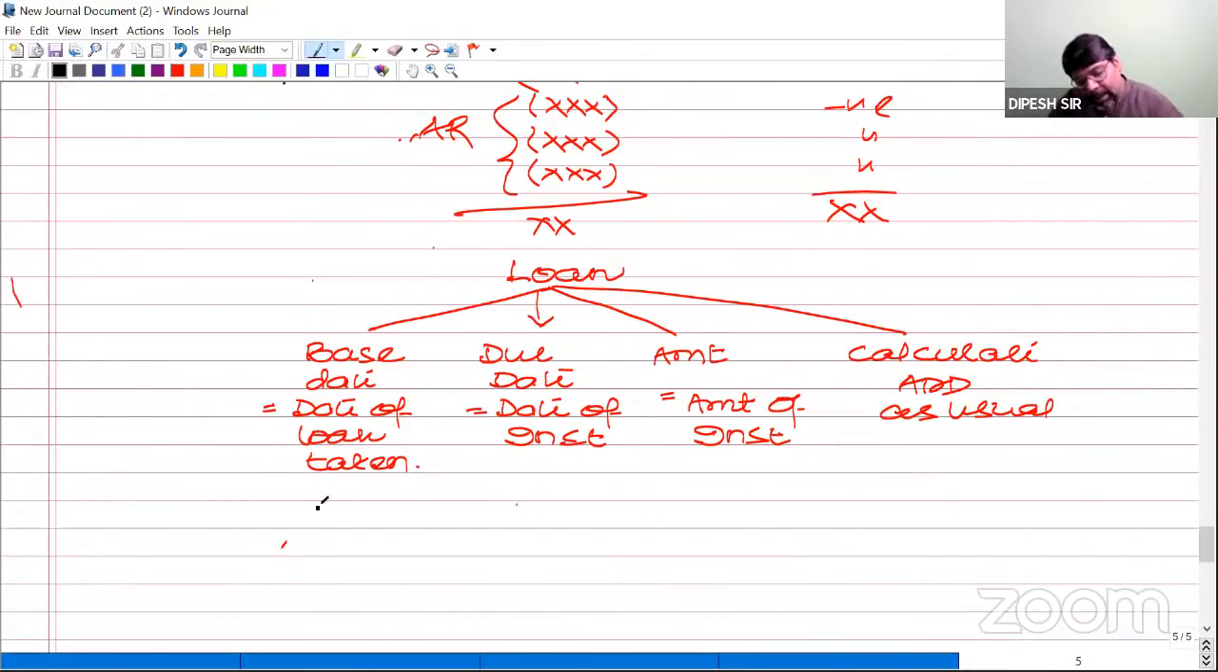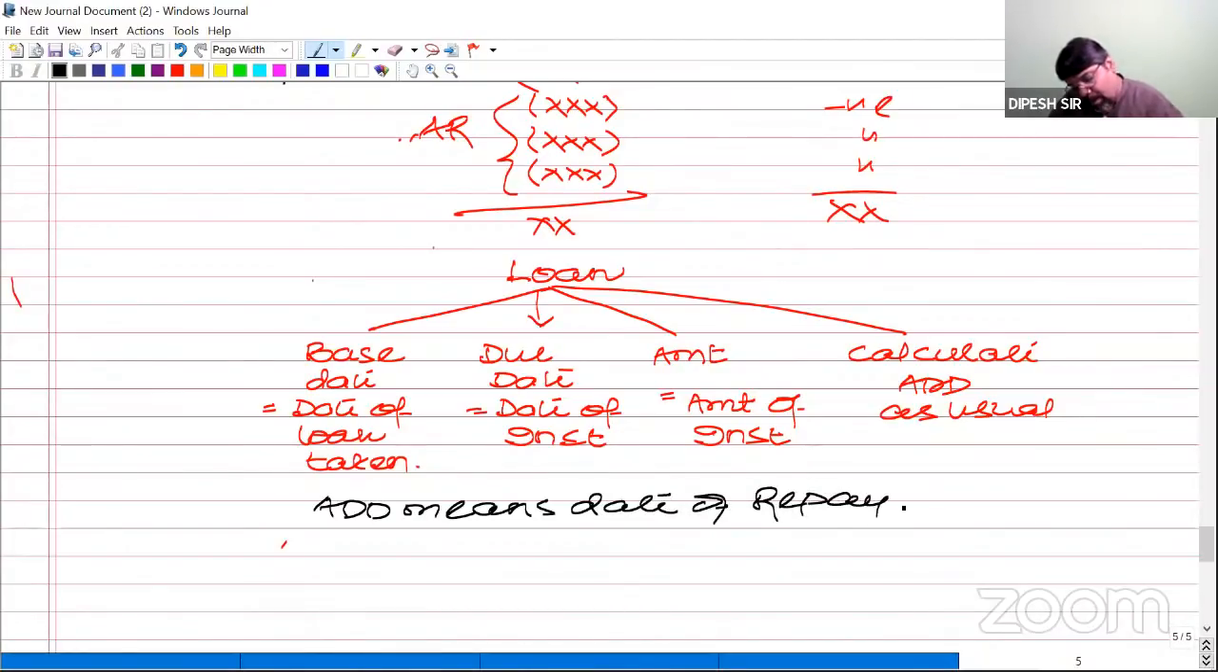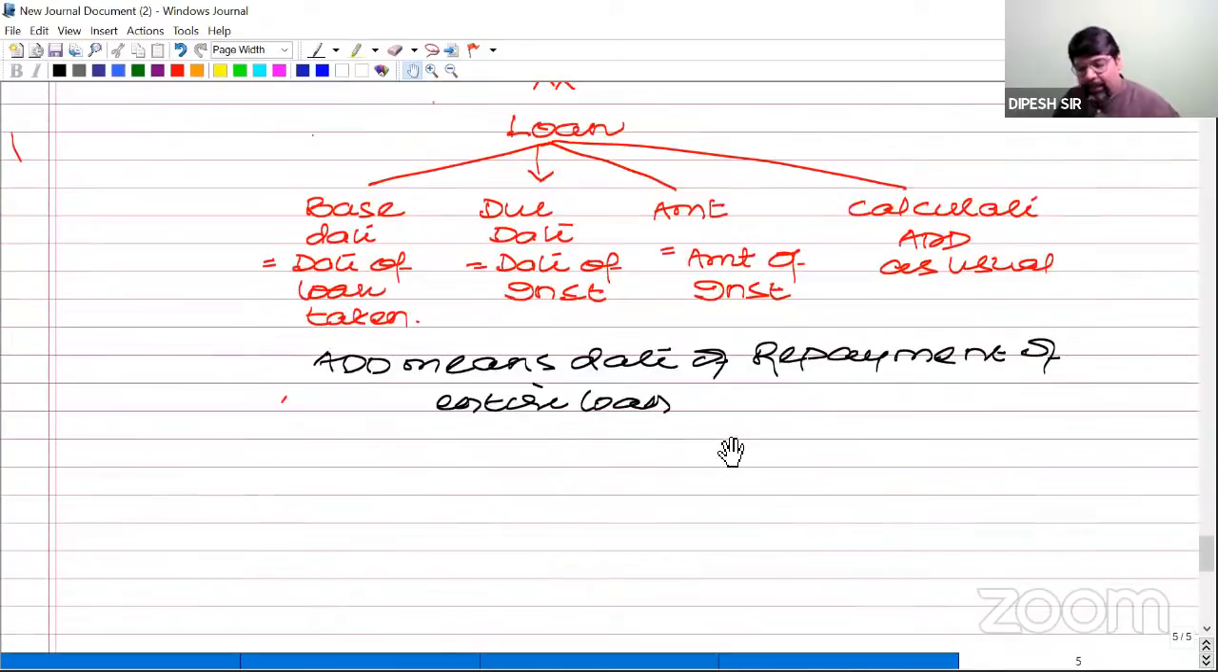Now, ADD means date of repayment of entire loan. Date of repayment of entire loan, chartered. Is that clear? Yes. Now chartered, date of repayment of entire loan.